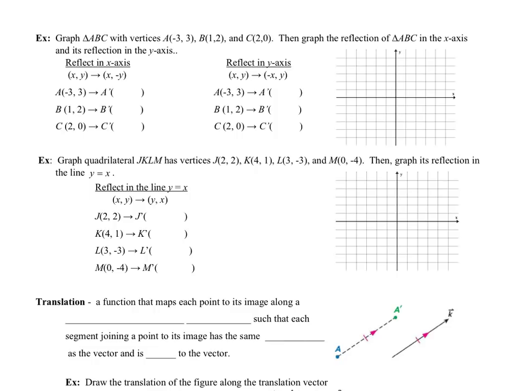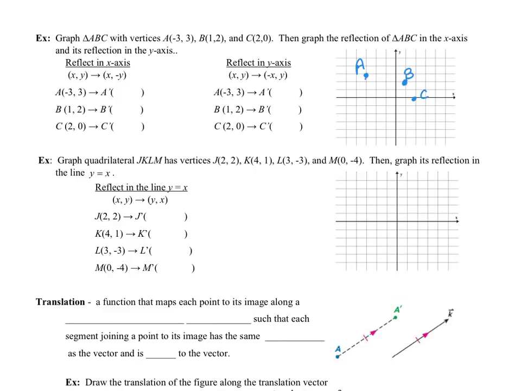So A would be -3, 3. There's point A. All right, and then point B, its coordinates are 1, 2. So from the origin, we'll go to the right 1 and up 2. So point B is right here. And then point C has coordinates 2, 0. So from the origin, we'll go to the right 2 and then up or down 0. So C is right here.